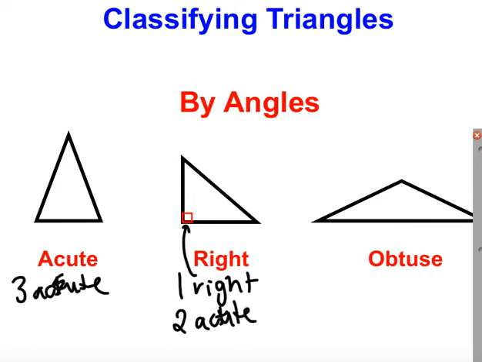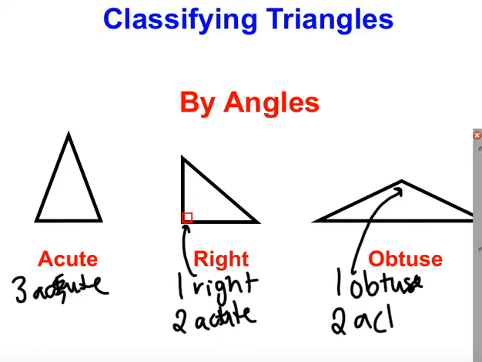Okay, I'm sorry, I can't spell. And obtuse, we have 1 obtuse angle. We can see it right there, which means that we would need 2 acute angles to finish off the triangle. So we can name them based on their angle measurements: acute, right, or obtuse. Everything will have 2 acute angles. It just depends on that third angle, if it's acute, if the angle is right, if the angle is obtuse.